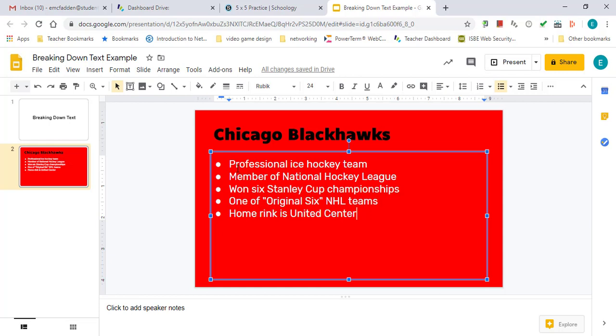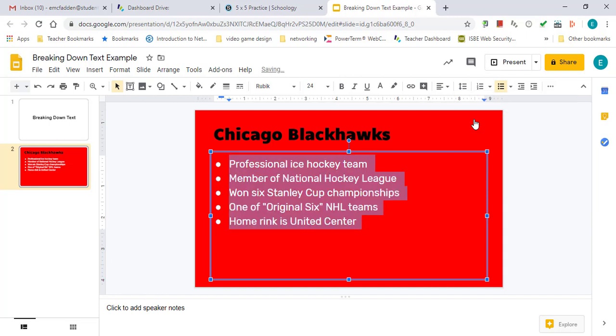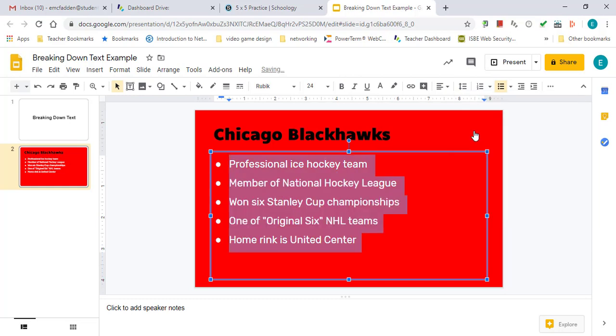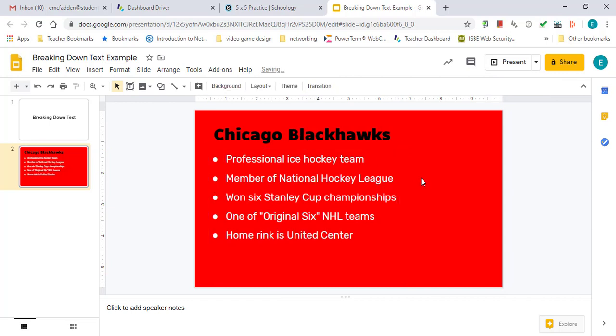And that's okay. And one of the things I can do then, if I want to try and use up a little bit more of my page, I can come up here and create some line spacing. Let's try 1.15. We'll try a little bit more. Go to 1.5. That seems a little better. And I'm going to shrink my text box a little bit, which will give me the ability to move this around. And I'm going to go and find an image for our Chicago Blackhawks.